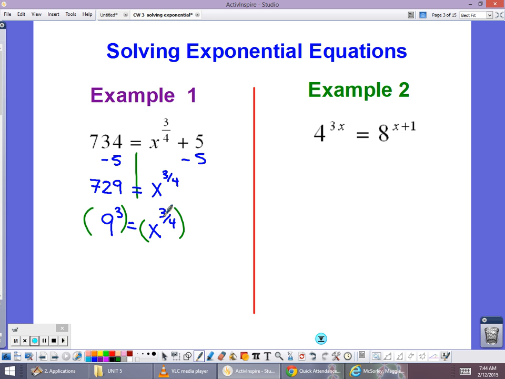Raise it to the power of the reciprocal power. Exactly. So 3/4 becomes 4/3. We're going to multiply by 4/3. In our exponents, they're going to multiply, but we're raising it to that power. So if we raise this to the power of 4/3 as well, this cancels with that, and we get x to the power of 1, which is what we wanted.